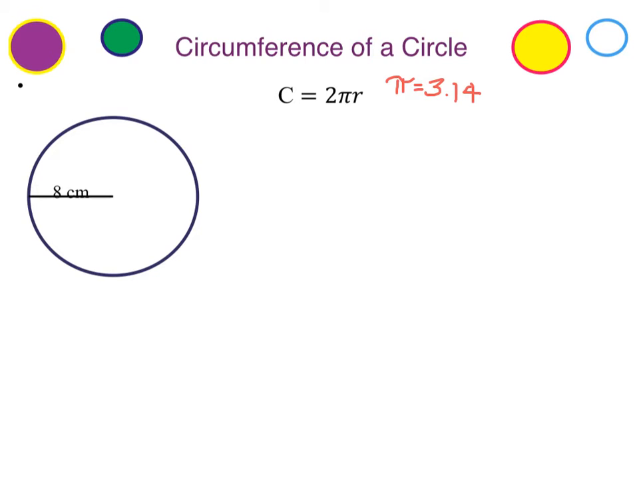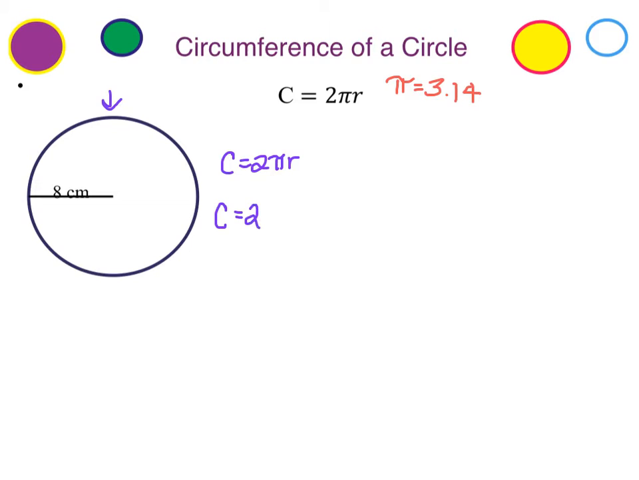So let's use the formula to find the circumference of this circle. Anytime I want to find circumference, area, perimeter, we always want to write our formula. So C equals 2 pi r. As I solve on here, be sure you are solving on your paper. So I'm looking for circumference, so I'm going to leave my variable c.